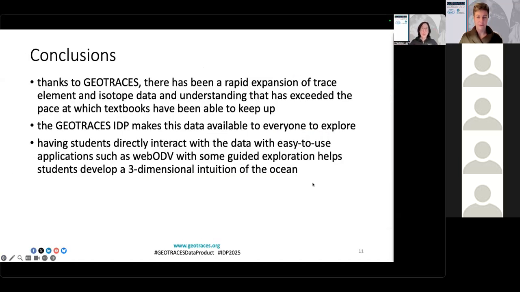So in conclusion, thanks to GEOTRACES, there's been a rapid expansion of trace element and isotope data, and the understanding to go with it, that has exceeded the pace at which textbooks have been able to keep up. But in the absence of textbooks, until we wait for them to come out, the GEOTRACES IDP makes this data available to everyone to explore. And having students directly interact with the data with easy-to-use applications such as WebODV, with maybe some guided exploration from you, the educator, helps students to develop a 3-dimensional intuition of the ocean. Happy teaching.